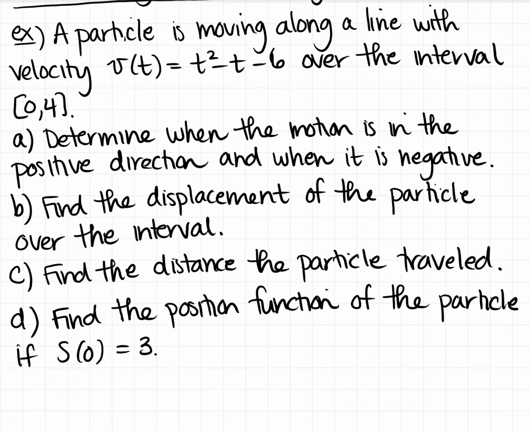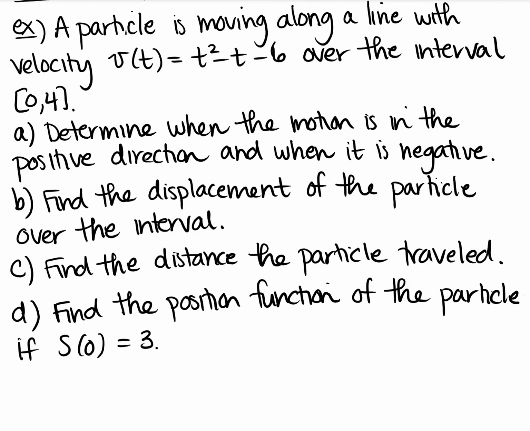So let's look at our first example here. I already got it on the page. We have a particle moving along a line, and the velocity of that particle is given by this function, t squared minus t minus 6, over the interval 0 to 4. So we're only considering the velocity of this particle from t equals 0 to t equals 4.